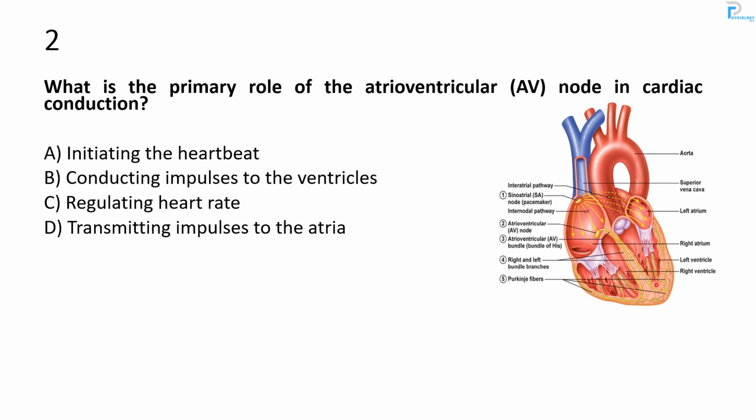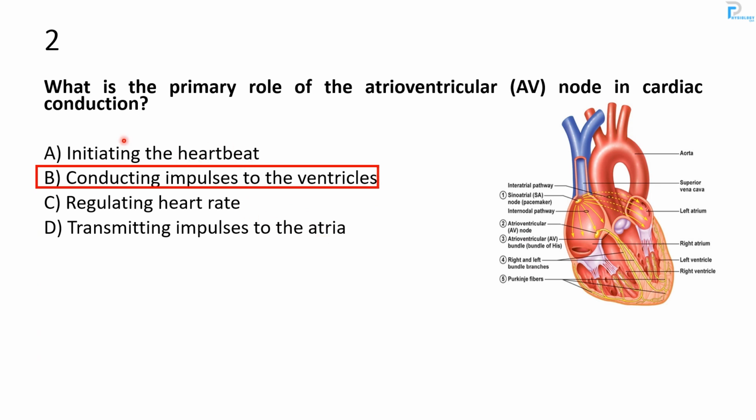Then we have the Purkinje fibers. So the AV node is this one. The role of the AV node is to conduct the impulses from the atrium to the ventricles. So our correct answer here is conduct impulses to the ventricles.